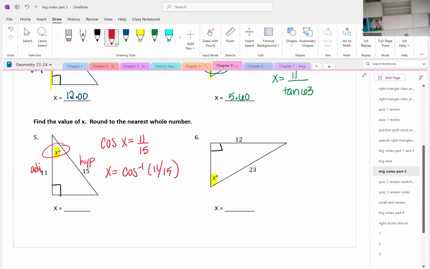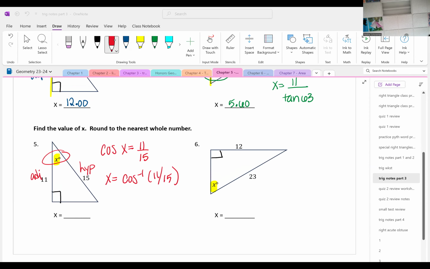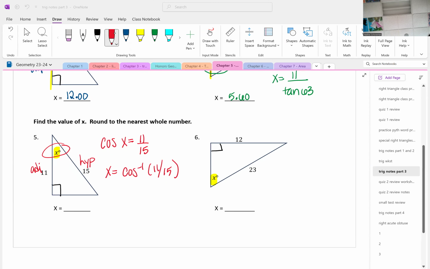So in our calculator, to get the inverse cosine, that's in blue. So second cosine 11 over 15 and hit enter, we get 42.83. Now for angles, we round to the nearest whole degree. So to the nearest whole degree, that would be 43 degrees. So this one is 43 degrees.